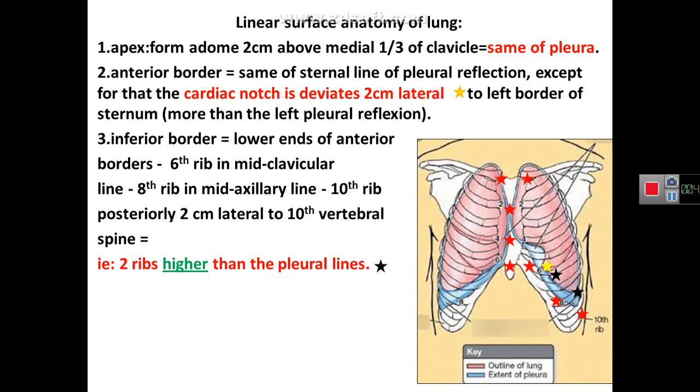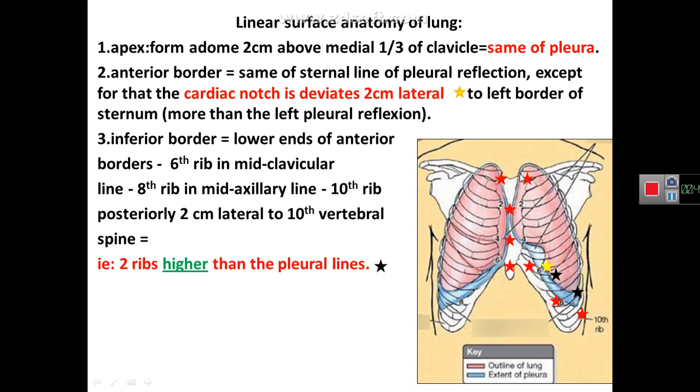If you just remember, a while ago we had drawn lines of reflections of the parietal pleura. And now I will draw lines of the surface anatomy of the lung, starting with the apex of the lung. The apex of the lung could be drawn just like the line of the cupola, the cervical pleura, simply as a curved line above the medial 1/3 of the clavicle, extending 2 centimeters above the clavicle and to the root of the lung.